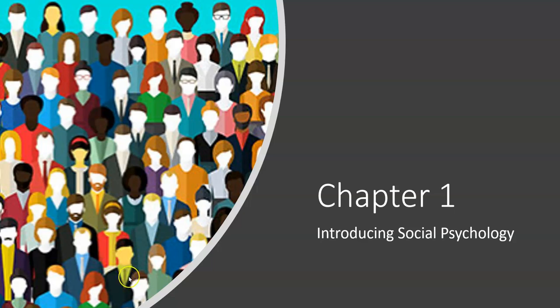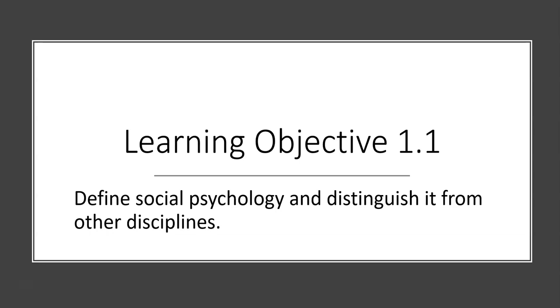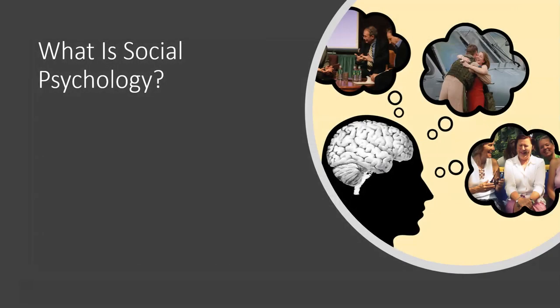In this video, we'll be covering Learning Objective 1.1, just sort of getting us started, getting ourselves grounded in what social psychology is. First, we're going to be defining the field and then looking at where social psychology lands in that space among other disciplines, some of which are related, some of which are quite distinct. So first, how do social psychologists define what they do?